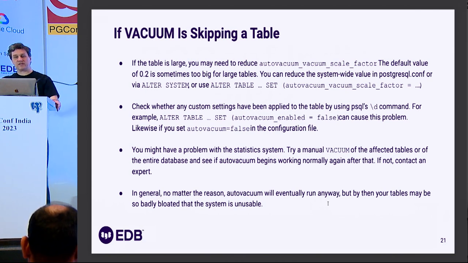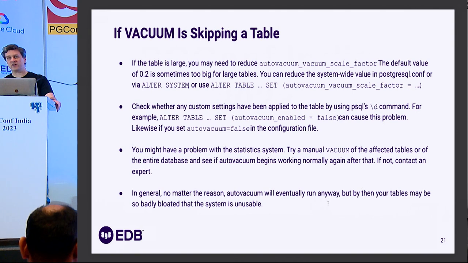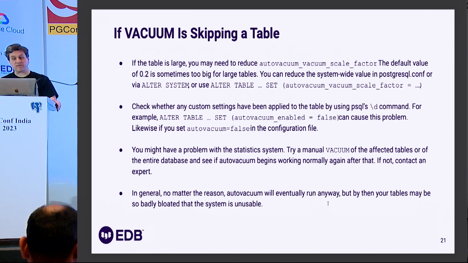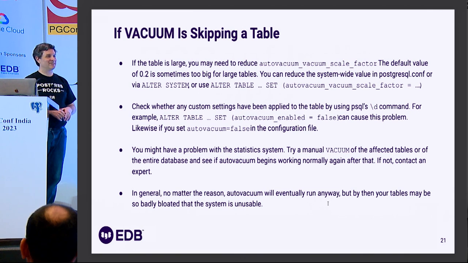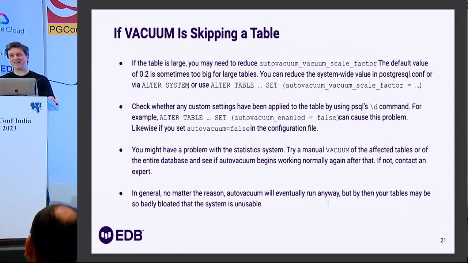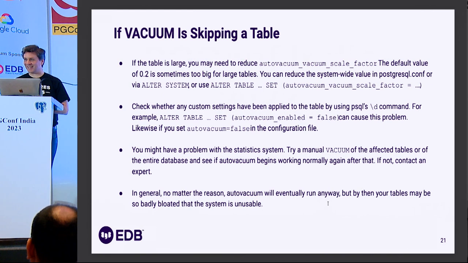But if this happens, if tables are getting skipped and you suspect that maybe there's a problem with the statistics system, you might want to try a vacuum of the affected tables, or perhaps the entire database, which should reset some of the statistics, and see if Autovacuum begins working normally again after that. If that works, then maybe you just had a one-time event of some type that messed up your statistics. For example, maybe someone manually reset them, which is not recommended. But if the problem keeps coming back, then you're going to need help from an expert. We have a few of those at EDB. Or maybe at least somebody who's familiar with the kinds of problems that can occur here. Maybe you'll need help from another talk, but in this talk, I can't go into that.